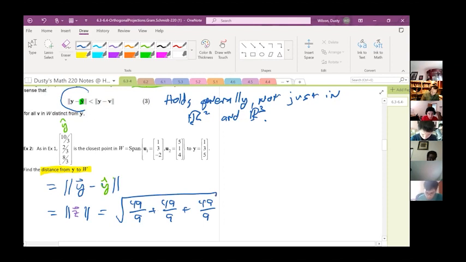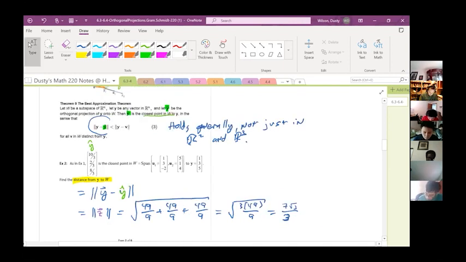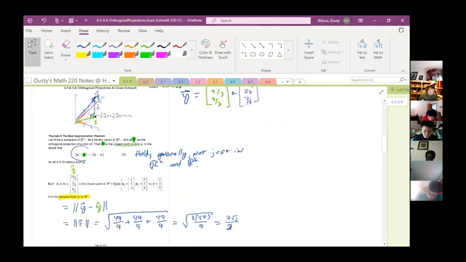which is something like 7√3/3. Back in the picture, this picture isn't a perfect match to this question, but back in the picture, how would I visualize this 7√3/3? Like, where does that show up in the picture?